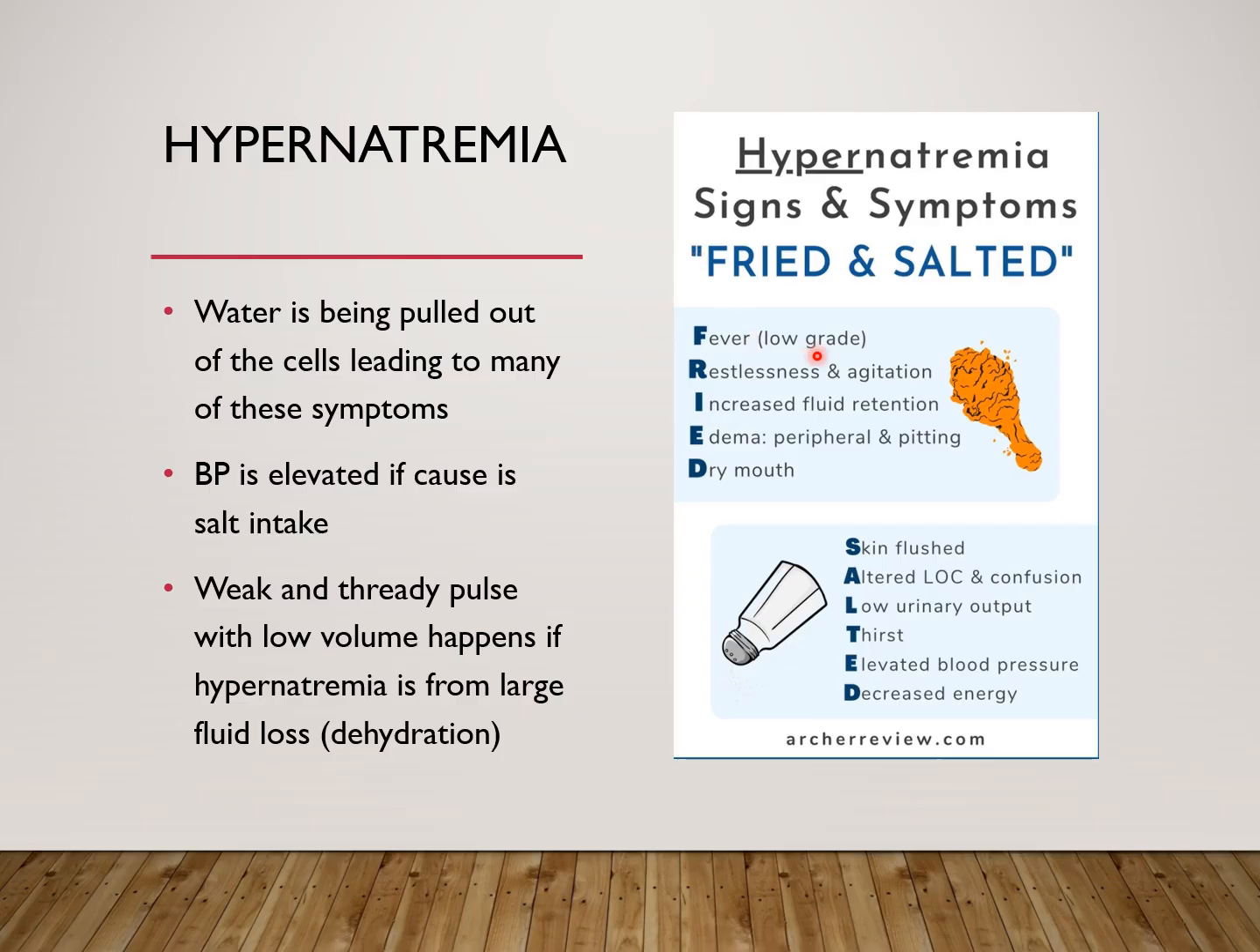So sometimes hypernatremic patients get a low-grade fever. They tend to be warm and flushed and feel uncomfortable that way. They can also develop restlessness and agitation. Increased fluid retention might start to happen because of the increased salt levels. They may develop edema, peripheral and pitting types, and they're going to have a dry mouth. They're going to feel thirsty. They may be flushed, have altered LOCs. Their urine output may start to drop because they're going to start to retain fluid. They might be thirsty, their blood pressure can go up, and they may have decreased energy levels. So again, these are some of the common things associated with hypernatremia.